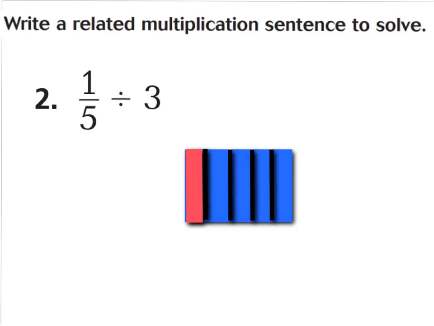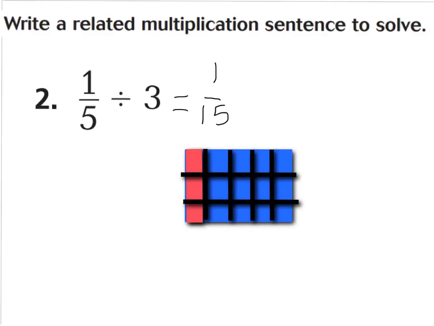So what we'll do is we will divide it into 3 parts. Do you see how I made the lines go across? So now I have 3 parts of that 1/5. Well, 1/5 divided by 3 would equal 1/15. And I'm going to go ahead and show you right here why.